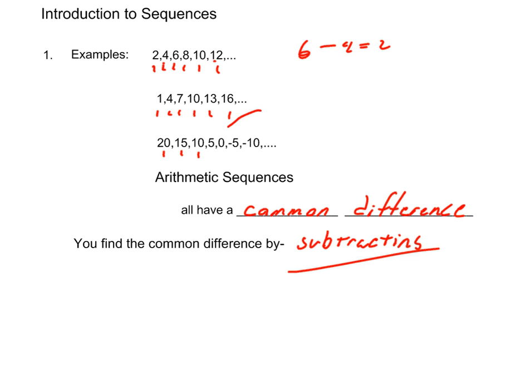Same thing down here. If I take 5 minus 10, it's negative 5. If I take 10 minus 15, that's negative 5. So for this particular sequence, the common difference is 2. The common difference is 3. And here the common difference is negative 5.